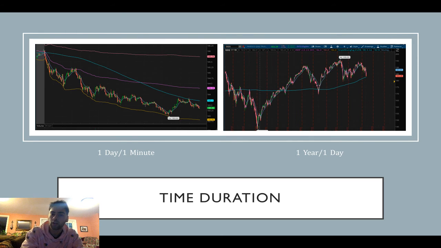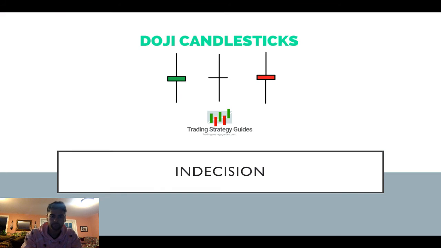Each candlestick here, let's see, this one little candlestick here could represent this entire day. You see what I'm saying? Open to close. So that's what people mean when they're talking about the time frame or the time duration of a candlestick.